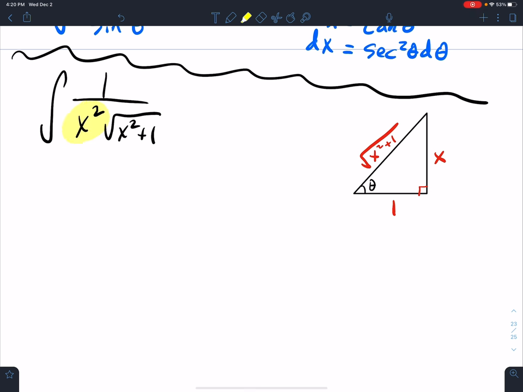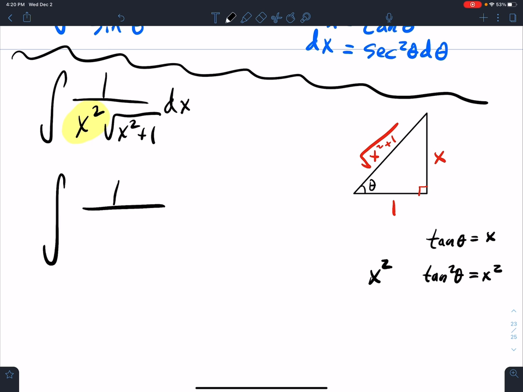I see I have an x squared down in there, okay? So maybe I just want to say, I want to get rid of it. I want to find how to substitute out that x squared. Well, what do I know? Well, I know that tangent theta is x, right? So that means that tangent squared theta is x squared. So what I can do is I can replace that x squared with tangent squared theta right there in the denominator, okay?